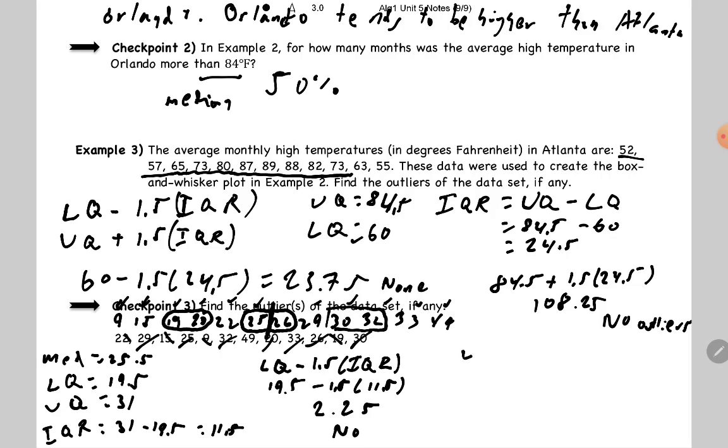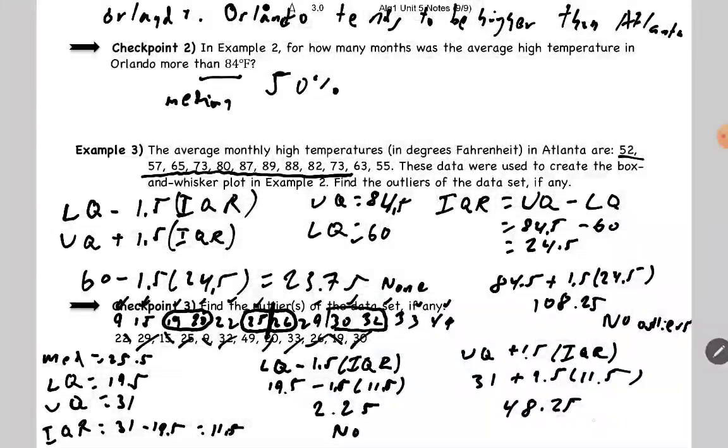Okay, let's try the upper quartile. Upper quartile plus 1.5 IQR. 31 plus 1.5 times 11.5. And we'll get 48.25. Do we have any numbers here? That's an outlier. 49 is an outlier because it's bigger than 48.25.